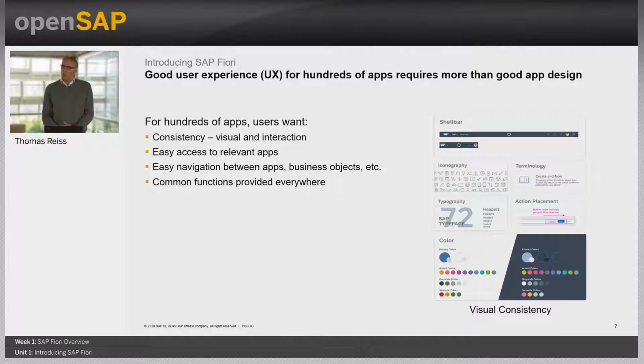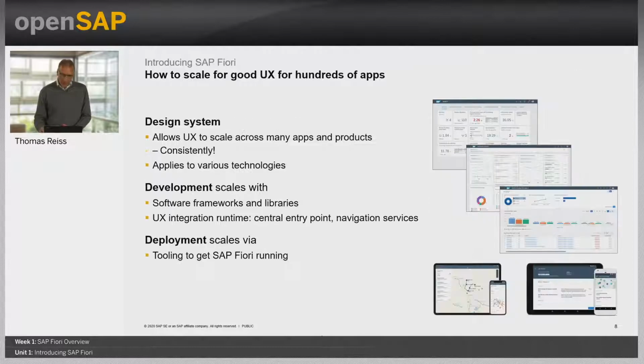And of course, also users would expect to be able to access common functions everywhere. So, for example, search or notifications should always be accessible the same way. And so that's why, if you want to scale to provide a good user experience for hundreds of apps, you need a design system. So basically, the design system allows the user experience to scale across many apps and many products consistently. And also, of course, not just the apps and products, but also for various technologies, so desktop, for example, and also mobile. So that's the key, or the cornerstone, of course, is having a design system.